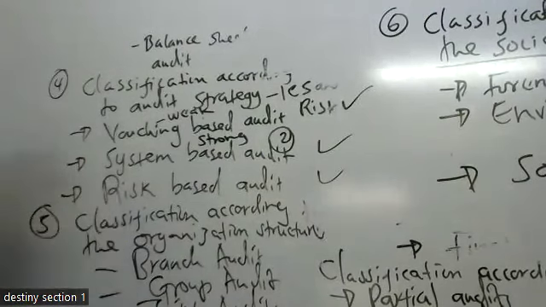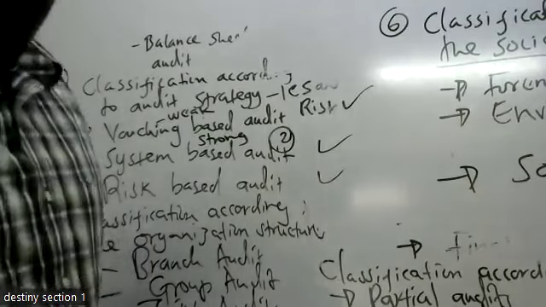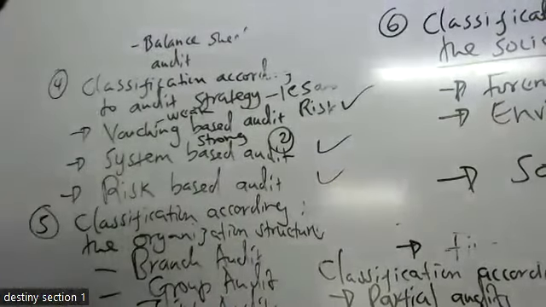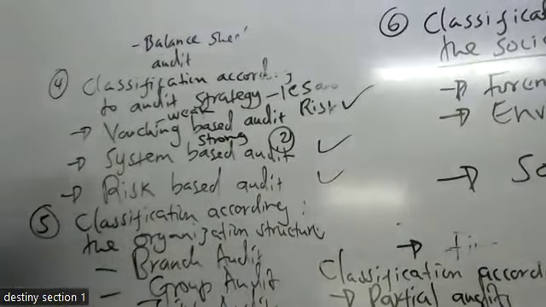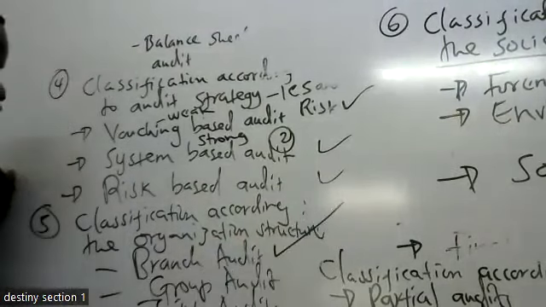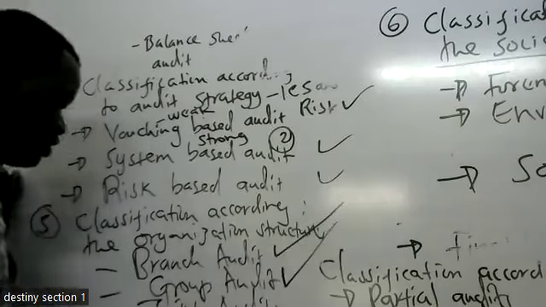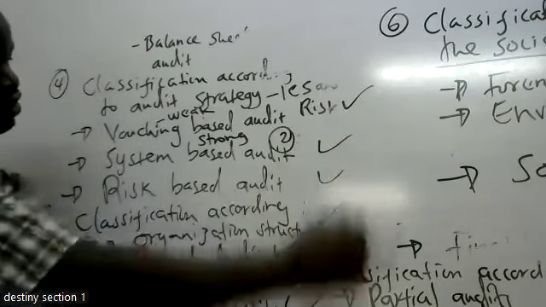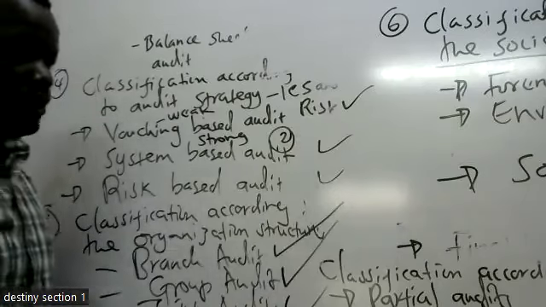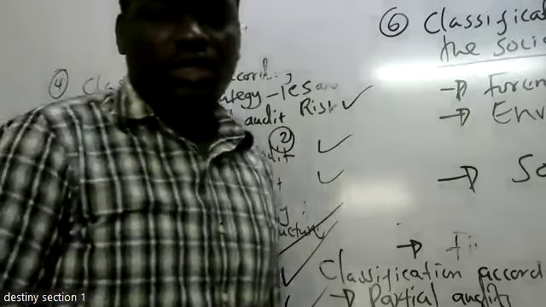So we shall be discussing more about various risks as far as business risk and audit risk is concerned. We shall also be looking at the audit procedures with regard to the branch audits, the group audits, and also the joint audits. So that's it as far as my introduction of auditing is concerned.